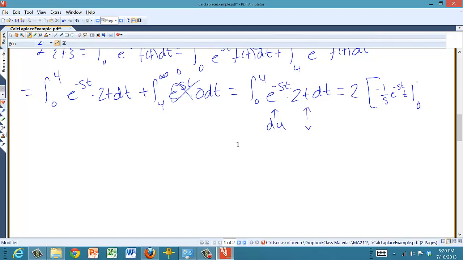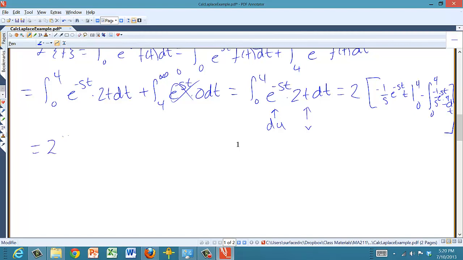I have to evaluate at 0 and 4, minus the integral from 0 to 4. Again, I integrate this one, negative 1 over s e to the negative st times the derivative of that one, so that's 1. That's a dt integral. Okay, so where do I go after this?